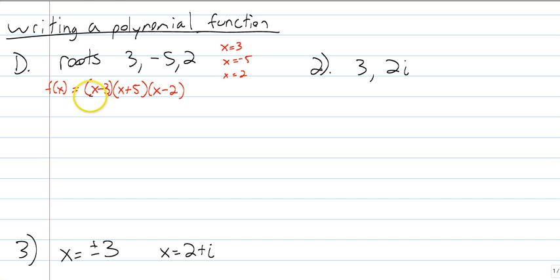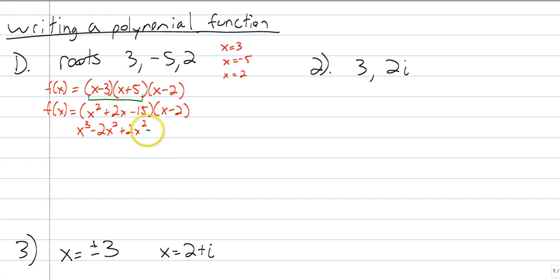So I'm going to multiply these ones out first, and you get x squared minus 3x plus 5x. So you get f of x is equal to x squared minus 3 plus 5 is a plus 2x minus 15. And we're going to multiply that by x minus 2. Okay? So now I'm going to multiply this out. x squared times x is x cubed. x squared times minus 2 is minus 2x squared. 2x times x is plus 2x squared.